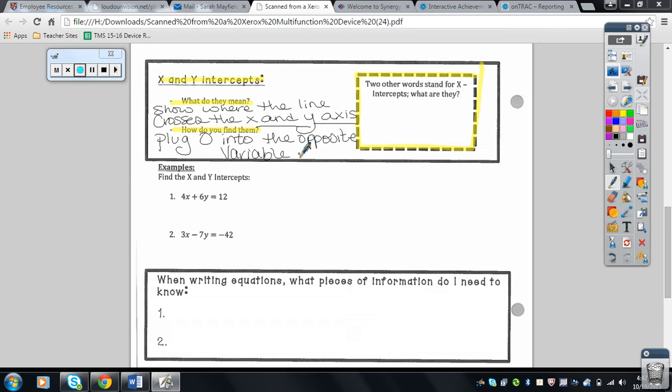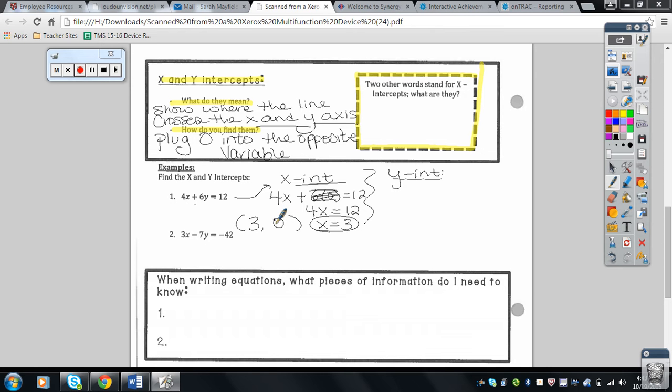It says find the x and the y-intercept. So you've got to set up two equations. You've got to find the x-intercept. You've got to find the y-intercept. Alright, so how do I find the x-intercept of this equation? I'm going to plug 0 in for y. So every time I see a y, I'm going to plug in 0. This just goes away because it equals 0. So I'm left with 4x equals 12. So x equals 3. That's my x-intercept. So if I were to write an ordered pair, 3, 0 is where my line crosses the x-axis.